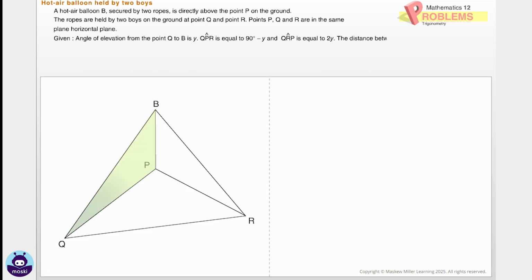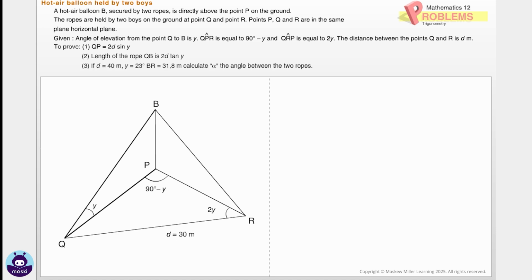Given, the angle of elevation from the point Q to B is y. Angle QPR is equal to 90 degrees minus y, and angle QRP is equal to 2y. The distance between the points Q and R is d meters. To prove, QP is equal to 2d sine y. Length of the rope QB is 2d tan y.